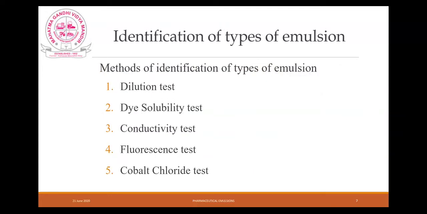How to identify the types of emulsions? There are different methods. Five methods are enlisted here. First one is the dilution test. Second one is the dye solubility test. Third one is the conductivity test. Fourth one is the fluorescence test. And the last one is the cobalt chloride filter paper test.